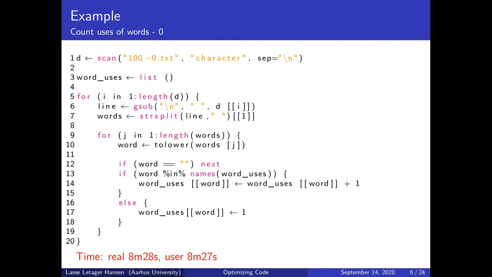So what all of this does is basically it goes through a text file of Shakespeare's collected works and counts the number of times a word is used for each word in the file. And running this takes about 8 minutes.